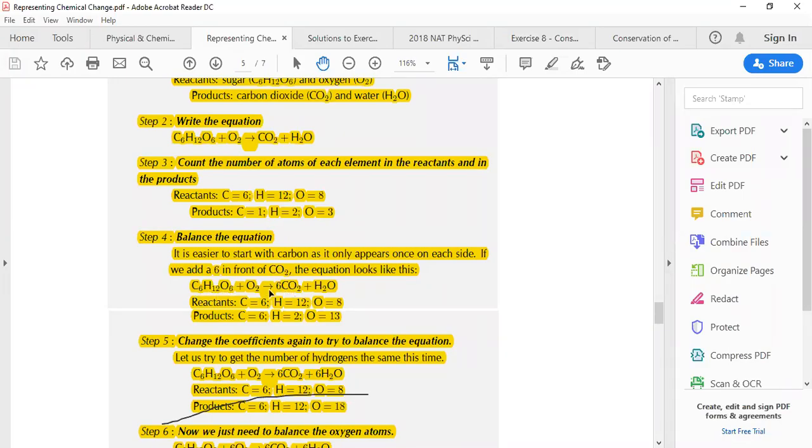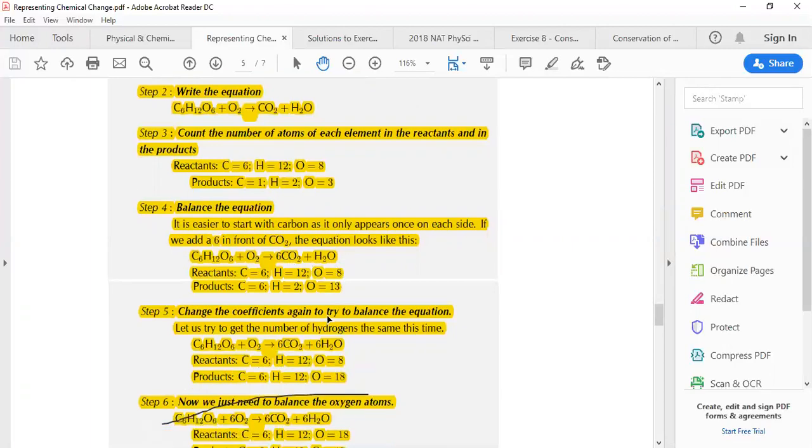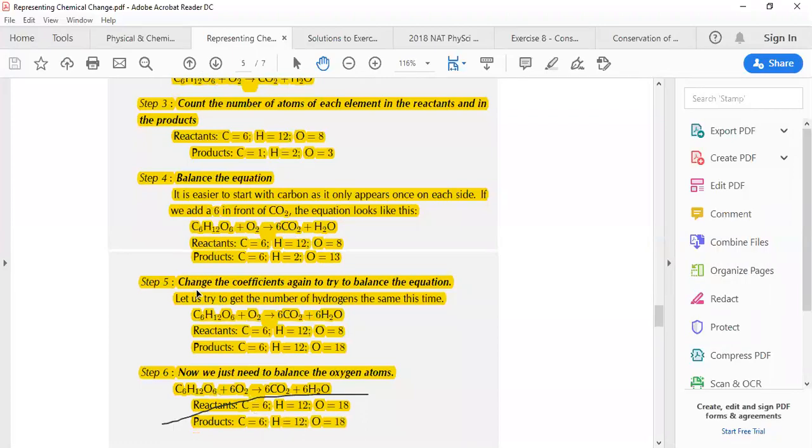And the hydrogen is 12. Hydrogen here is still 2. Oxygen is 6 plus 2, 8. And oxygen here is going to be 6 times 2, which is 12, plus 1, which makes it 13. So it's not balancing, right? So we move on, change the coefficients again to try to balance the equation.